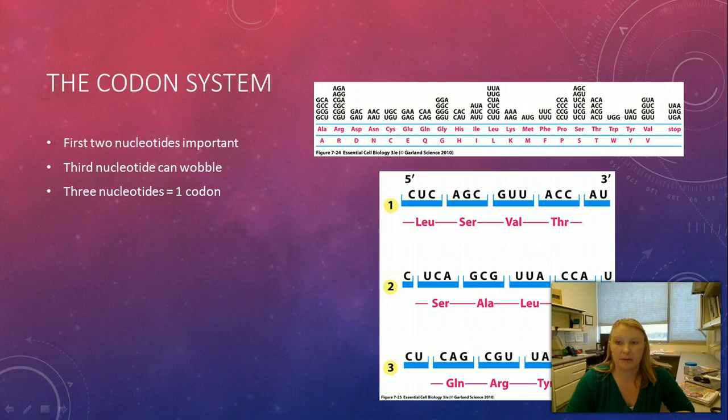And this is where we talk about frame shift issues, and we'll talk about all of those issues in the future chapters. But it's really important to understand 3 nucleotides equals 1 codon, and the last spot, always the third spot in the codon, is a wobble nucleotide, so it can change and still code for the same amino acid. So it's really important that we understand that and the reading frame aspect of it.